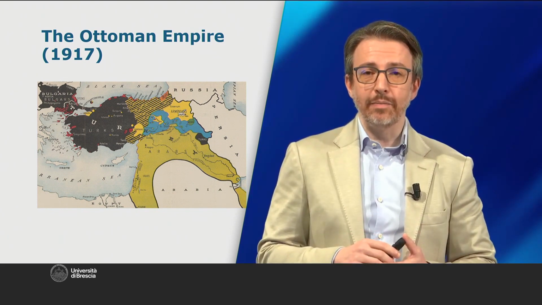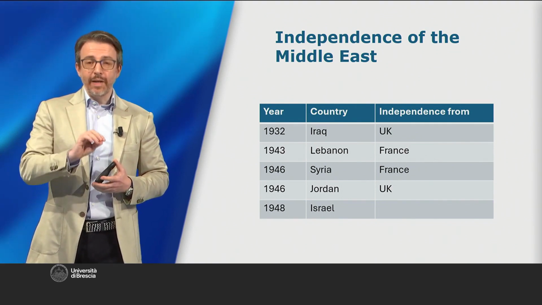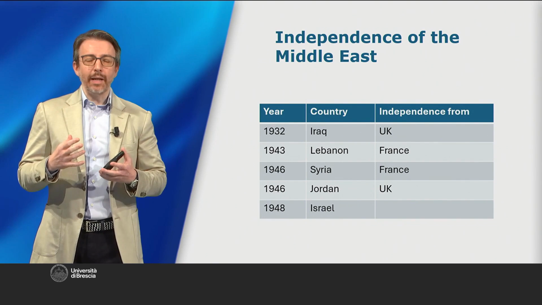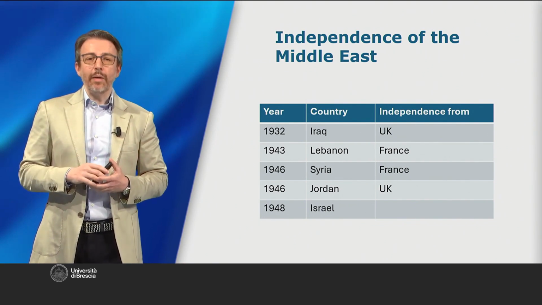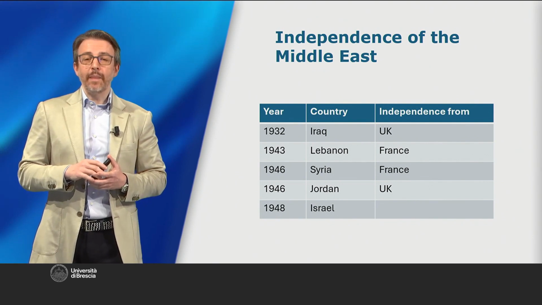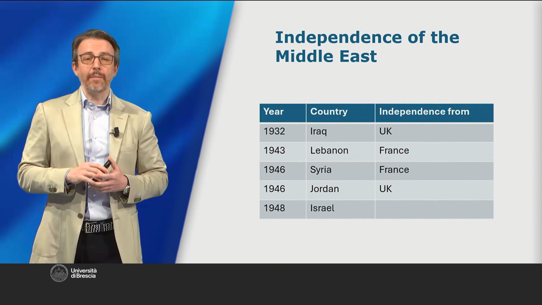As we can see in this table, in 1948 the State of Israel is created. There isn't a true independence from a former colony, but rather a state created by decision of the United Nations. It wasn't a unanimous decision, however, because some countries didn't agree.